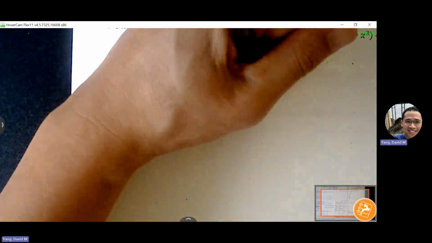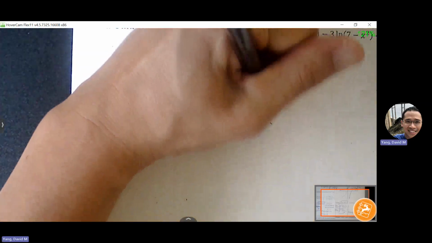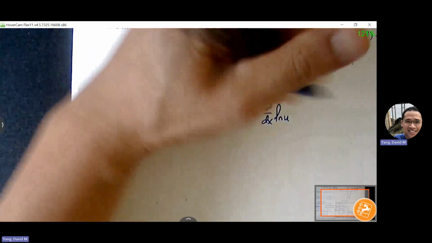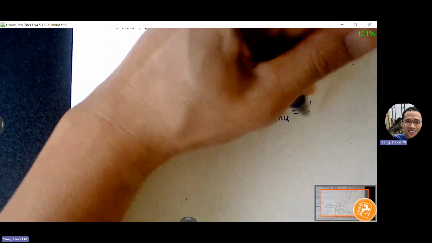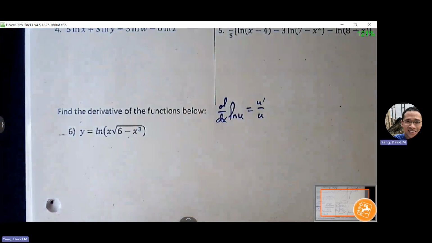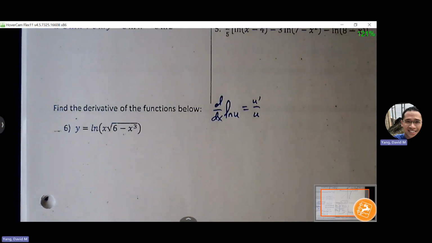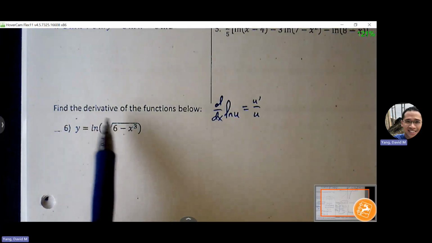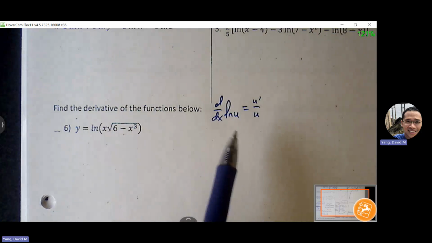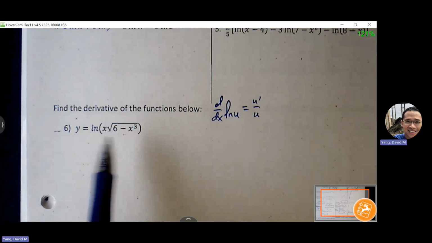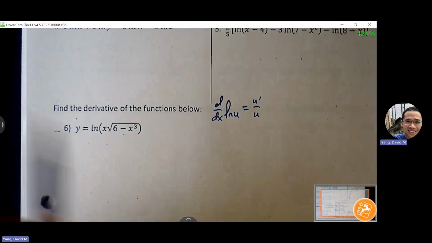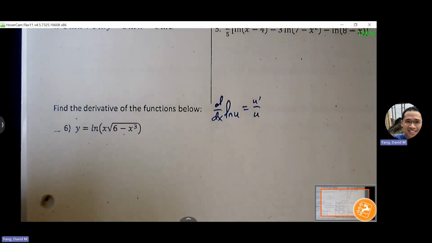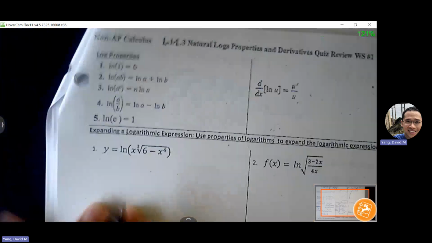So the rule that we want to be able to eventually use is that we know the new rule for natural log that we learned is u prime over u. But we also talked about how whenever we have a natural log problem and we want to find the derivative, we always want to look for expansion properties, right? Because that will make life easier rather than dealing with a messy u value. So we have a couple of properties available to us. They're at the top of the page.